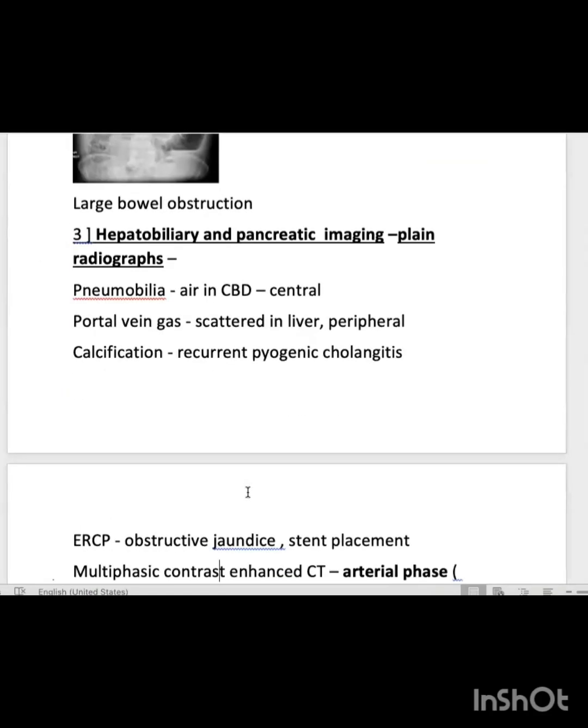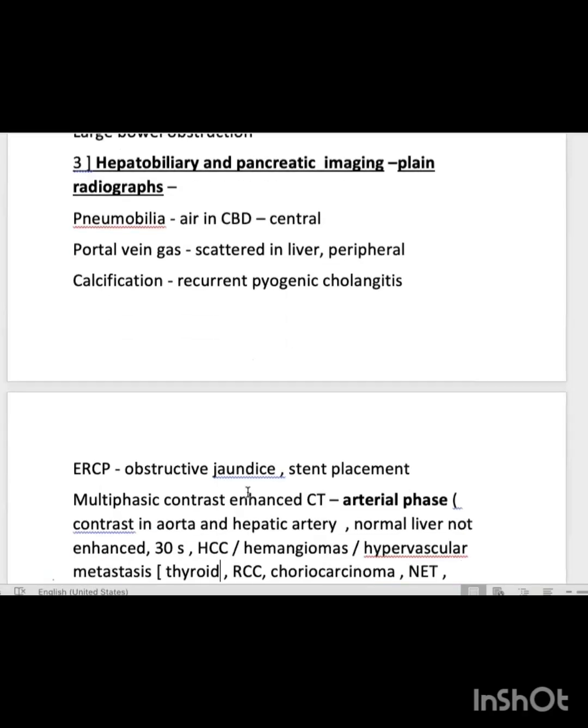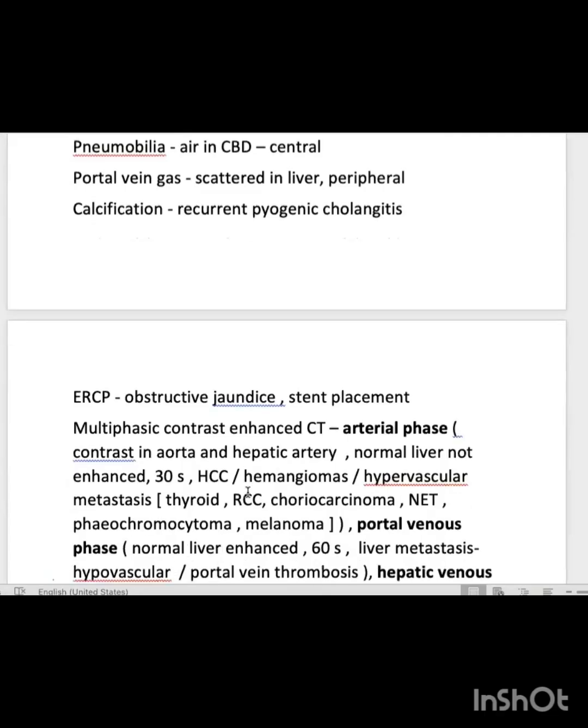Coming to hepatobiliary and pancreatic imaging. So as I have discussed, pneumobilia is air in common bile duct, which is central. Portal vein gas is scattered in liver, which is peripheral. Calcification you get in recurrent pyogenic cholangitis. Remember this, recurrent pyogenic cholangitis. And ERCP you do for stent placement and obstructive jaundice.